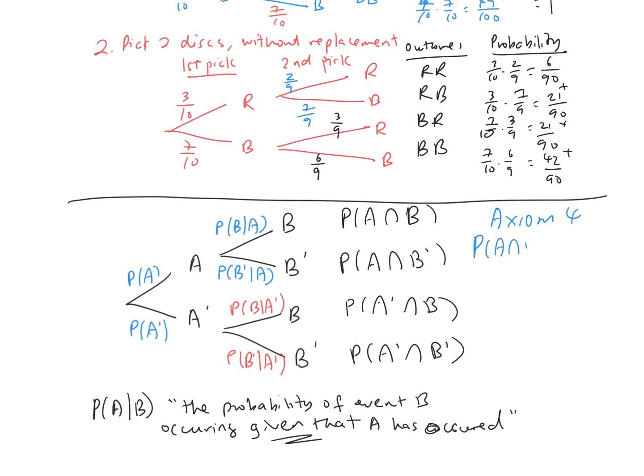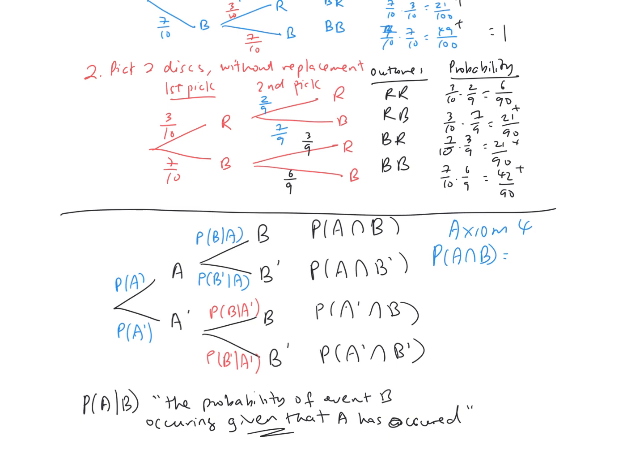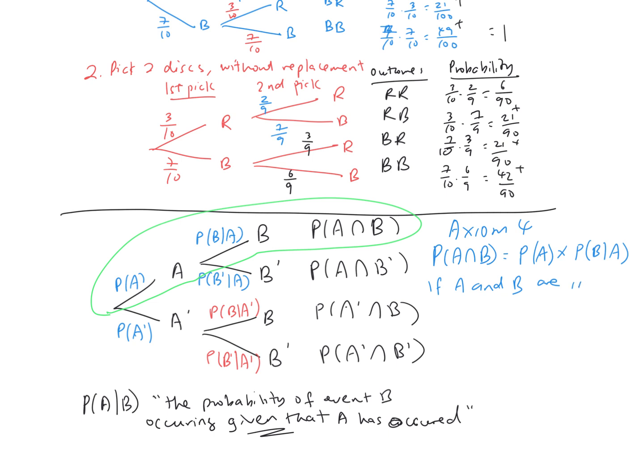P of A intersect B is equal to probability of A multiplied by probability of, if we look at this branch here, right? So it would be probability of A multiplied by probability of B given A. If A and B are independent, then I can say that probability of B given A is equal to probability of B. Just like the example in our first case.